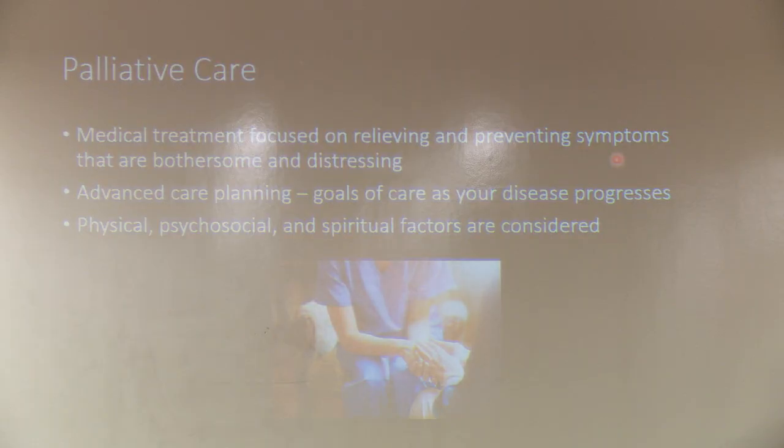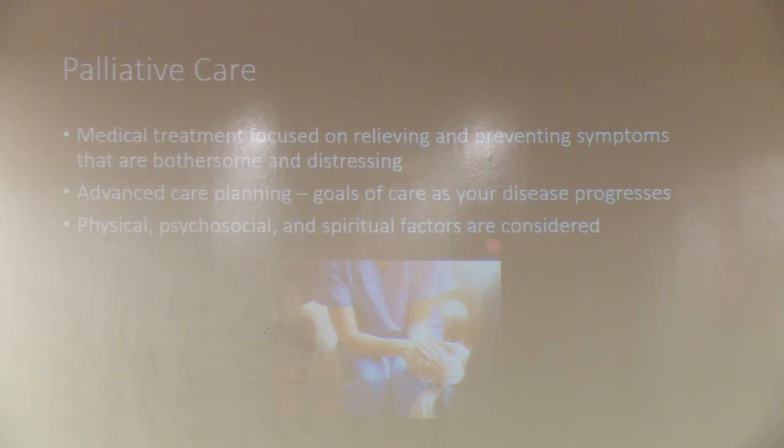The last is palliative care. Palliative care is medical treatment focused on relieving and preventing symptoms that are bothersome and distressing, like extreme shortness of breath. If pulmonary rehab cannot help with that, sometimes you have to resort to palliative care. This is a multi-aspect way of taking care of someone. They deal with the physical, psychosocial, and spiritual factors. They also deal with advance care planning, to talk about goals of care as your disease progresses. A lot of people will think that once you're referred to palliative care, maybe this is the end. It's not always the case. As I mentioned up front, it's really focusing on relieving and preventing symptoms that are bothersome and distressing.